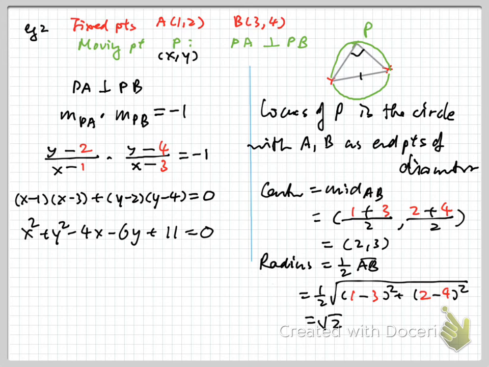So we can have the equation of the circle: (x minus 2) squared plus (y minus 3) squared equals the square of square root 2. So this is the standard form of the circle. Now I hope you can check that these two circles are the same. On the right hand side we did it with the geometry method. On the left hand side we did it with the algebra method, and both methods arrive at the same answer. So this is the end of part 1.